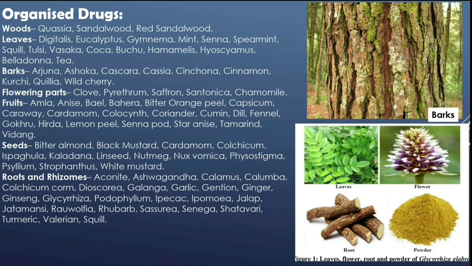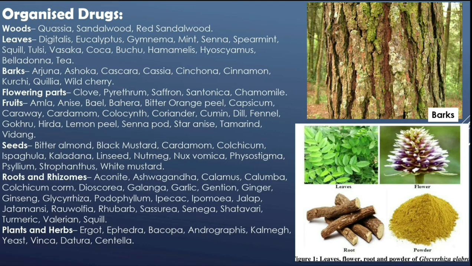The plants whose roots and rhizomes are used as drugs are aconite, ashwagandha, calamus, calumba, colchicum corm, dioscorea, galanga, garlic, gentian, ginger, ginseng, glycyrrhiza, podophyllum, ipecac, ipomoea, jatamansi, rauwolfia, rhubarb, sarsaparilla, senega, shatavari, turmeric, valerian, squill, etc.